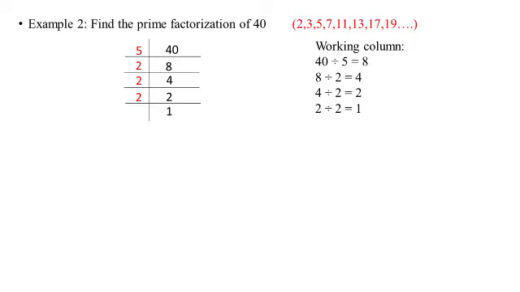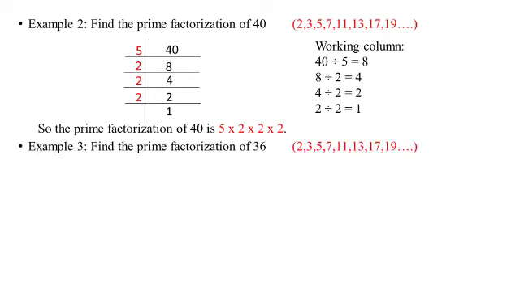Now we write the prime factorization of 40 as the product of prime numbers that we have on the left side of the standing line. Thus, prime factorization of 40 is 5 into 2 into 2 into 2. Let's do one more example. Let's find the prime factorization of 36.